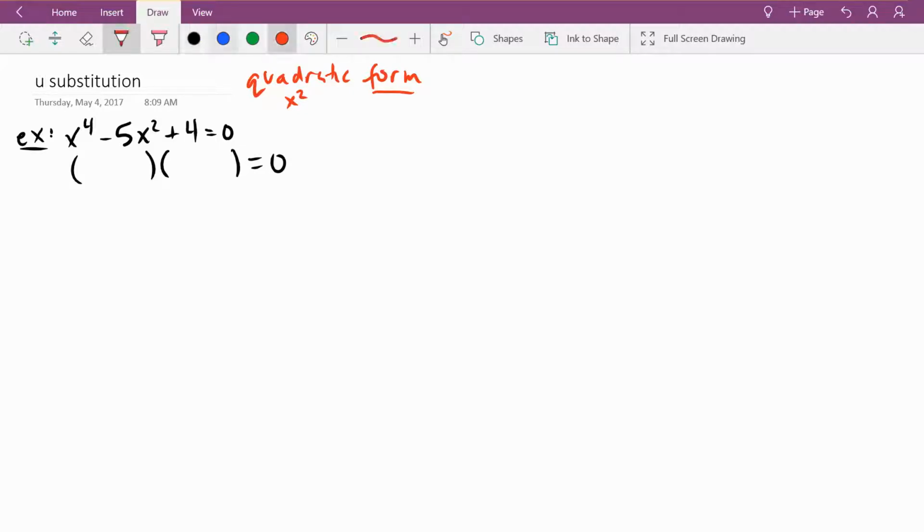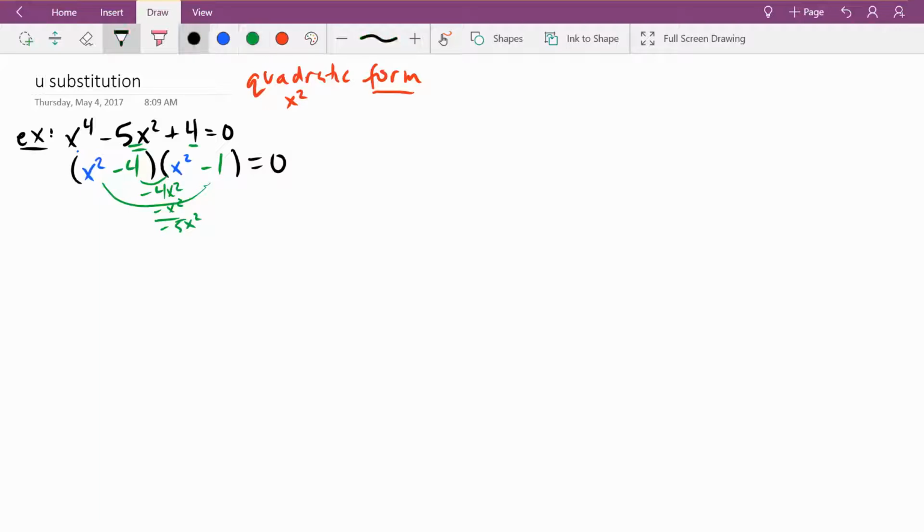I'm splitting up this x to the fourth into x squared and x squared, and then I'm going to split this plus 4. I need two numbers multiplied to 4, add to negative 5. Well, that would be negative 4 and negative 1. To double check, we have negative 4x squared and negative x squared, and that gives us negative 5x squared, exactly what we're looking for in that middle term.